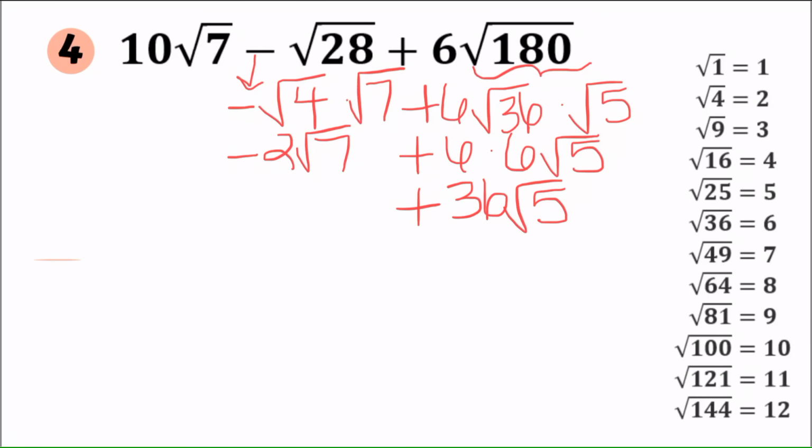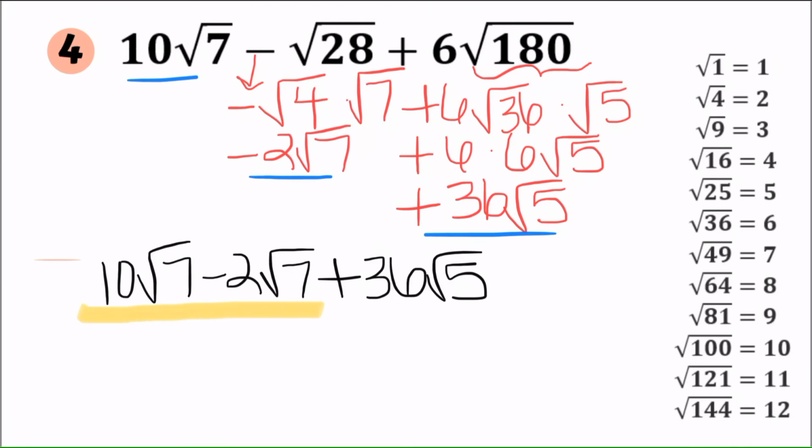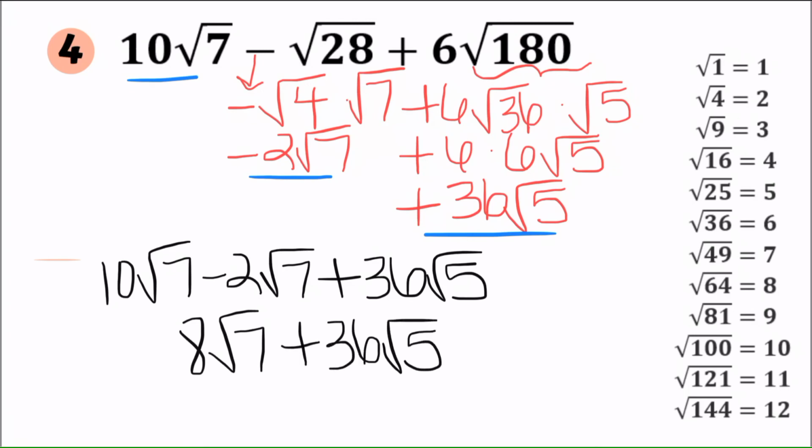Now I need to combine like terms if there are any. So I'm going to rewrite all of this in one line, so that way it looks a little bit cleaner. So I have 10 square root of 7 minus 2 square root of 7 plus 36 square root of 5. And it looks like the only terms I can put together are 10 square root of 7 minus 2 square root of 7. 10 minus 2 is 8, so this becomes 8 square root of 7 plus 36 square root of 5. And that is my answer.